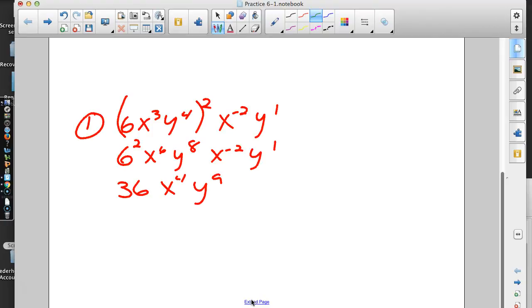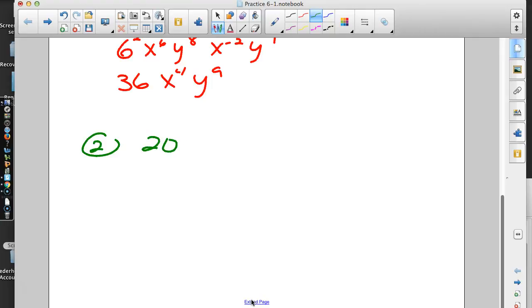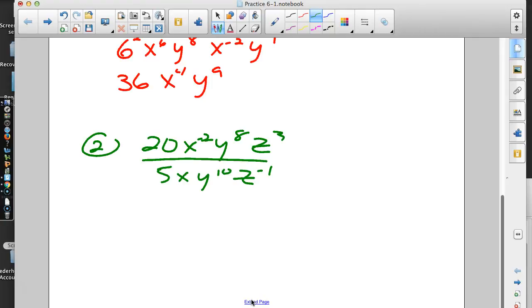Then the second one, 20 x to the negative 2, y to the 8th, z to the 3rd, over 5x, y to the 10th, z to the negative 1. So the big picture here is division. Treat numbers like numbers. 20 divided by 5 is 4. Numbers are done. But when we divide similar bases, we subtract the exponents. So negative 2 minus 1 is negative 3. And then 8 minus 10 is negative 2. But 3 minus a negative 1 is 3 plus 1, which is 4.